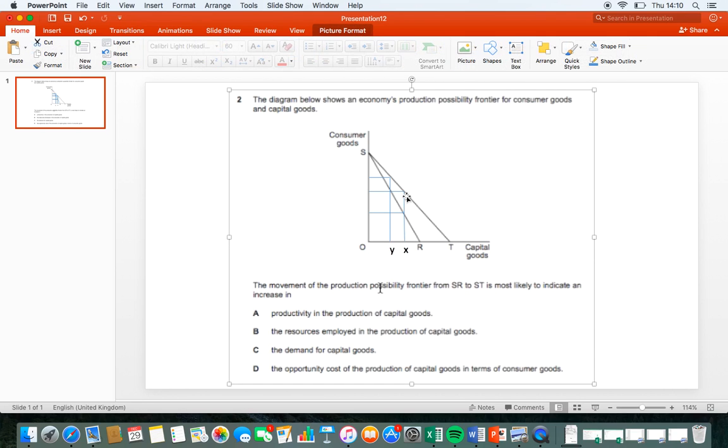okay, when we're moving from point Y to X on the first curve, okay, so on the first curve the opportunity cost was from this level of output of consumer goods here to this level of consumer goods here, okay, which is a larger sacrifice than on curve ST from this level of consumer goods to this level of consumer goods.